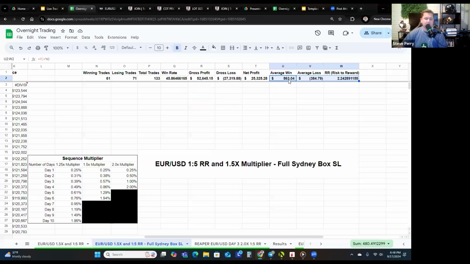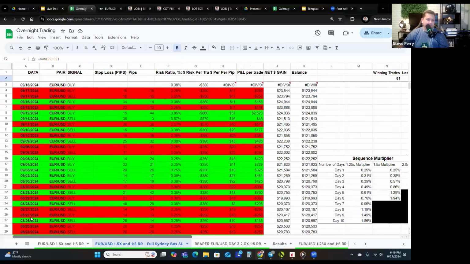I want to direct your attention to this part over here on the right. You'll see that your average win on this is $863 on this 100K account. Your average loss is $384, for an RR ratio of 1.24, or 1 to 2.24. That's why this 46% win rate actually works very, very well. The gross profit on this has been 52K, gross loss is 27K, for a net of $25,000. So it definitely works.